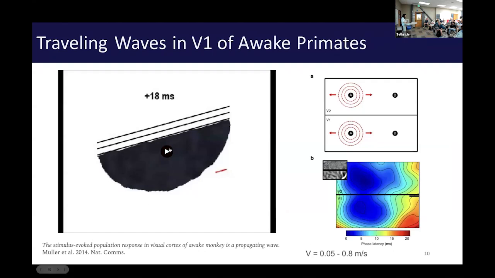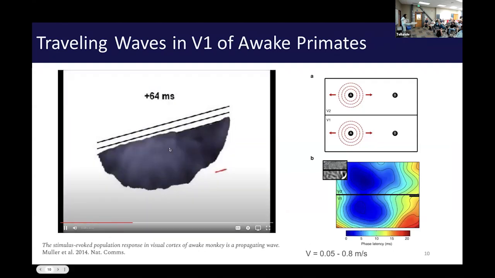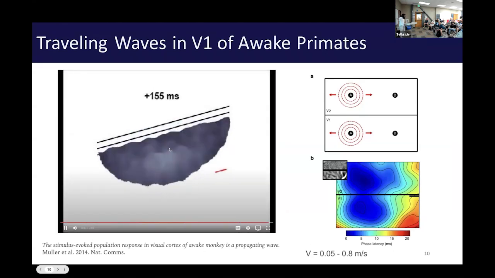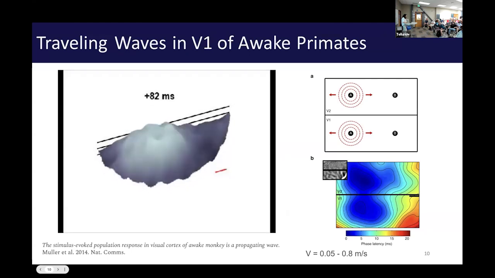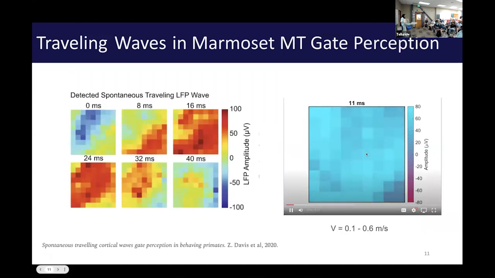Let's see if I have more. I do have more. This was work from Lyle's group. This is in V1. This is stimulus evoked, I think, through voltage sensitive dyes, and you can see this propagation. What they see is that in V1 and V2, there is a simultaneous propagation of waves that mirror each other. This is in area MT of a marmoset. You kind of see a wave moving in this direction.